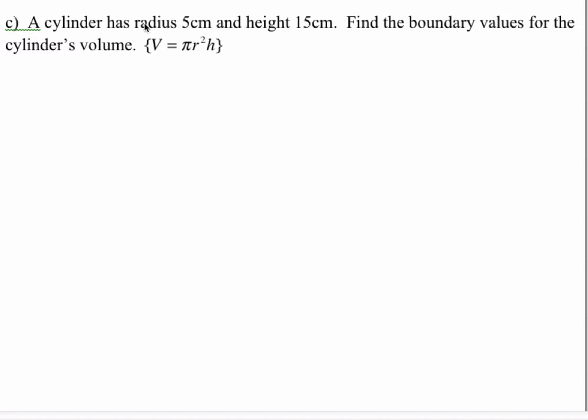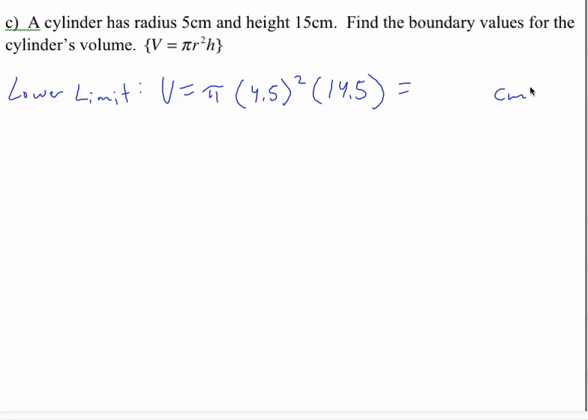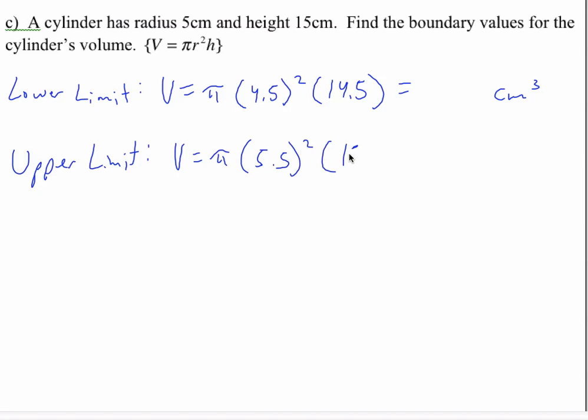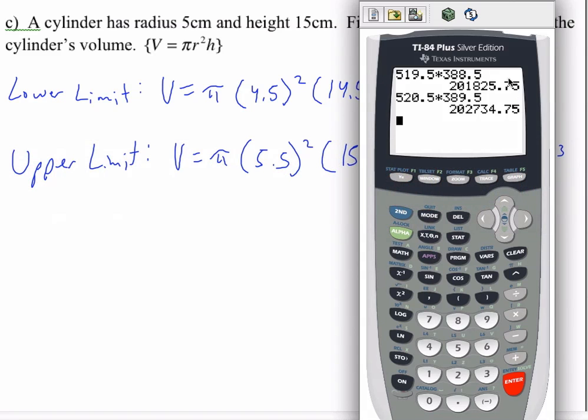A cylinder, okay, has radius 5 centimeters and height 15 centimeters. So you want to work out the lower limit here. The lower limit of the volume is going to be pi times, so let's call the radius 4.5 squared and the height 14.5. And your answer is going to be in cubic centimeters. Okay, and your upper limit, you're going to get 5.5 squared times 15.5, and you're going to get an answer in cubic centimeters. So let's work that out.